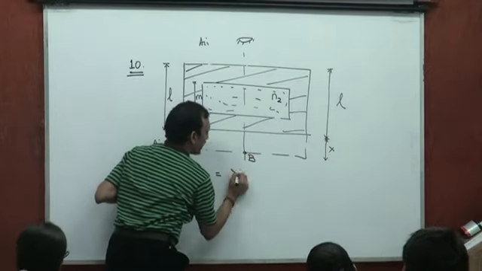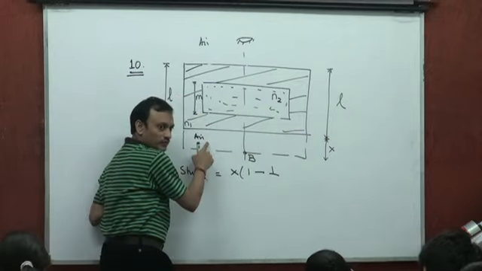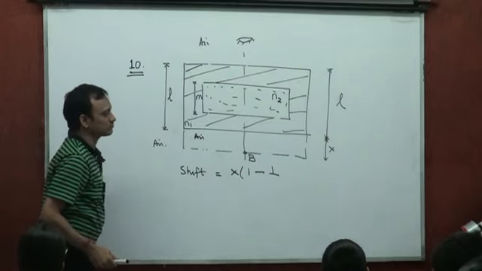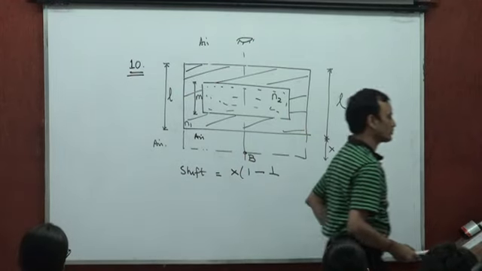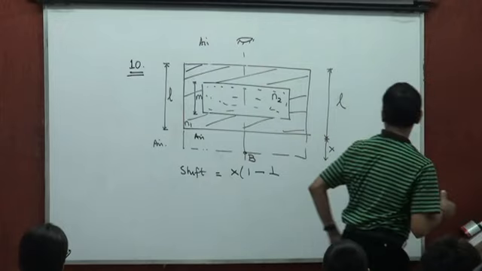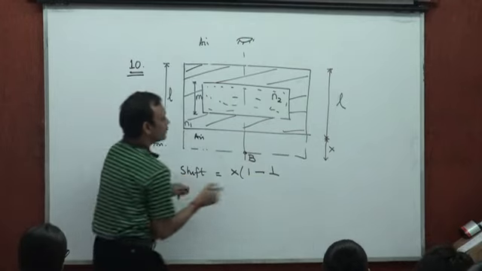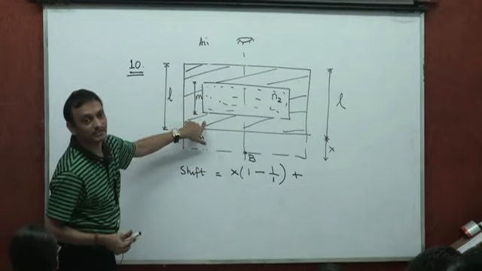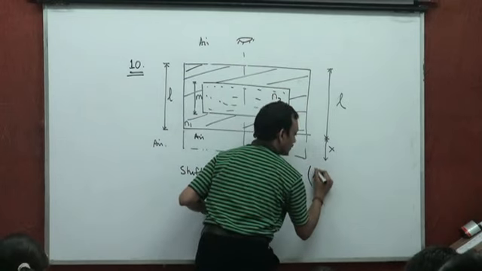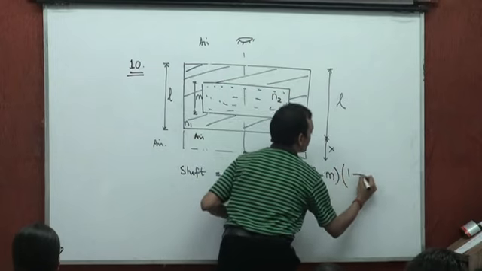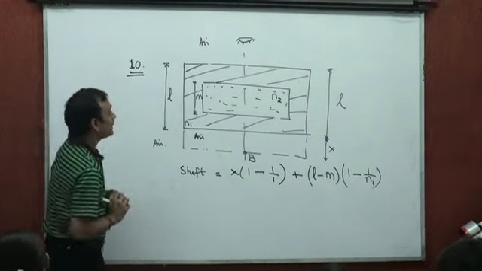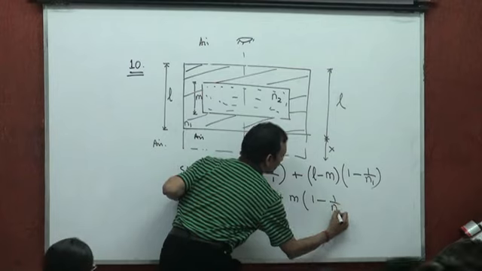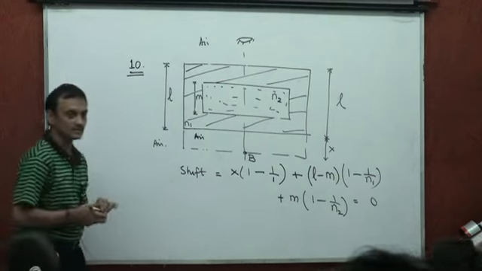Now this thickness is x into 1 minus 1 by mu of this medium with respect to this medium, which is 1, plus L minus M of medium N1, into 1 minus 1 by N1, and then M units of medium N2, 1 minus 1 by N2, and we want this to be 0.